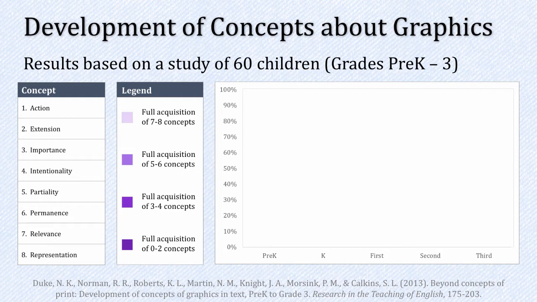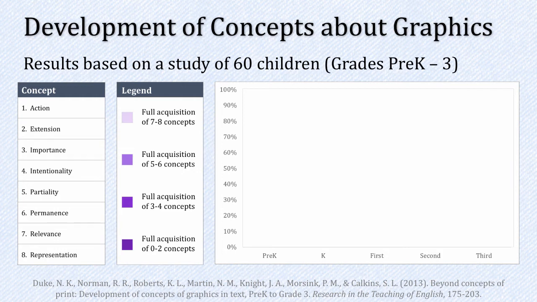What the researchers did is they assessed all of the children in terms of their understanding of the 8 concepts, and they leveled them into 4 levels. So take a look at the legend. All the way at the bottom of the legend, level 1 are children who had full acquisition of none of the concepts up to 2 of the 8 concepts. The second level was full acquisition of only 3 or 4 concepts. The third level was full acquisition of 5 or 6 concepts. And then the fourth level, the highest level, was full acquisition of 7 or 8 of these concepts about graphics.